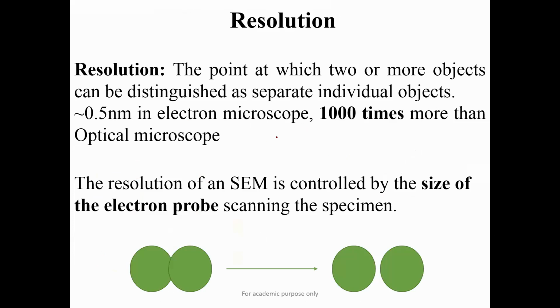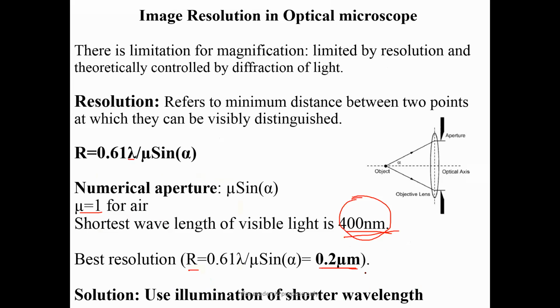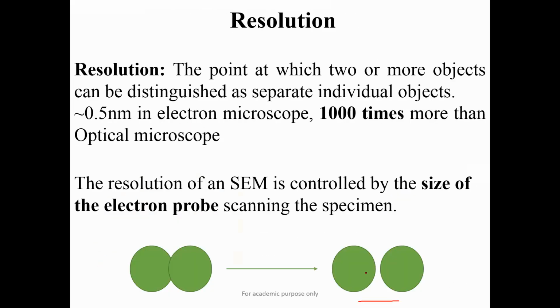Again, I have explained resolution. Here you can see two objects are not well resolved. But if they are resolved, we can see these two objects separated and distinguishable. So resolution is defined as the distance at which two or more objects can be distinguished as separate individual objects. The resolution for the electron microscope is 0.5 nanometer, and for the optical we have just seen that it is 0.2 micron. So the electron microscope is 1,000 times better than the optical microscope.